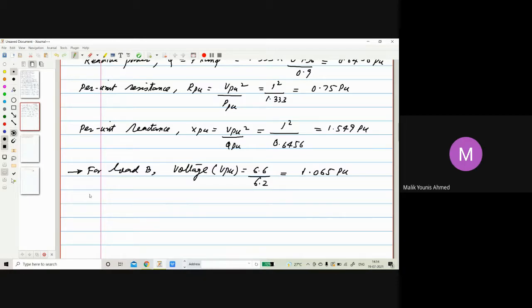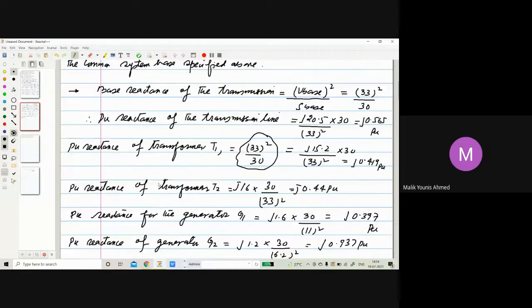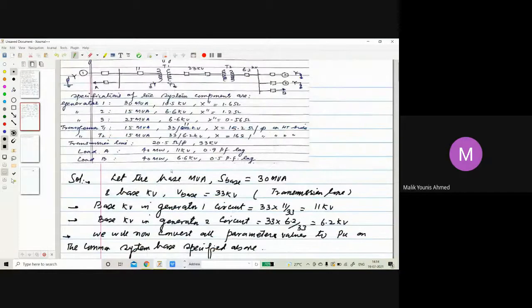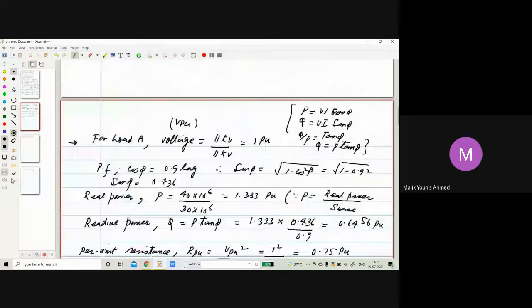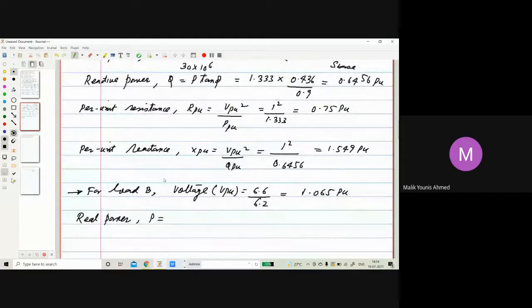Next, real power. The same thing we did for the previous load, we have to do for this. Real power P will be the actual value of the power, which is again 40 megawatts, and the base value is 30. That will remain the same, 40 by 30, and that comes out to be 1.333 per unit.